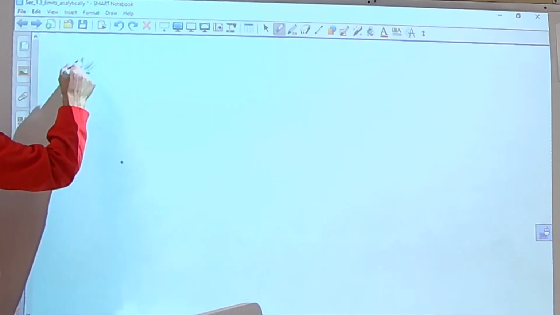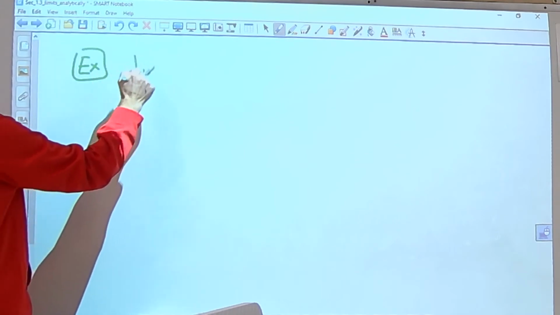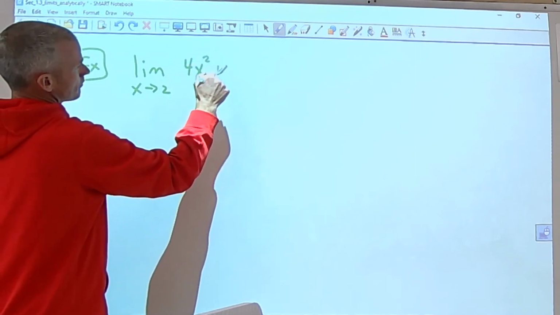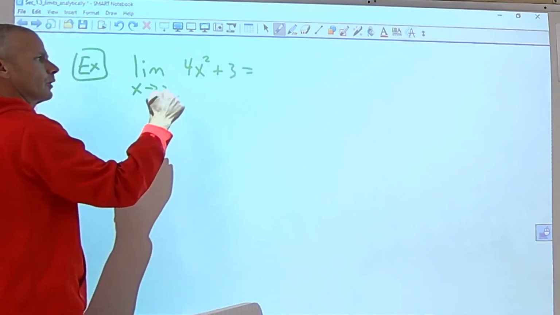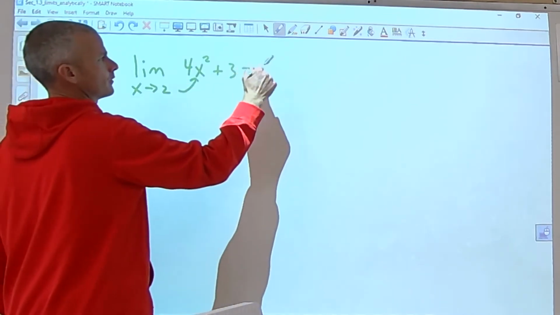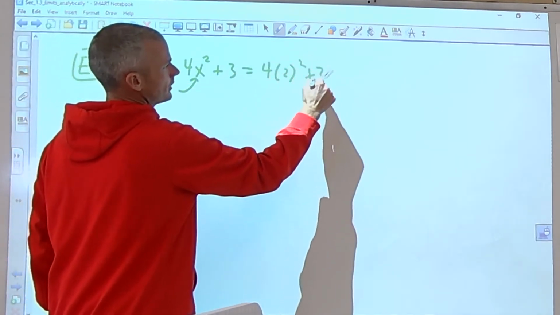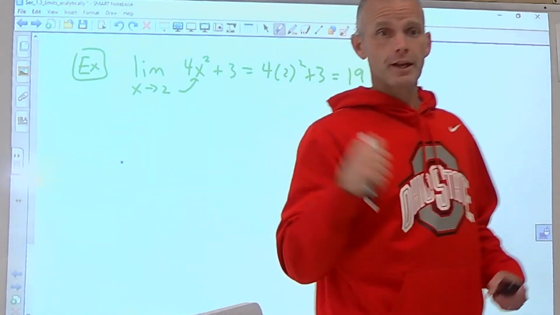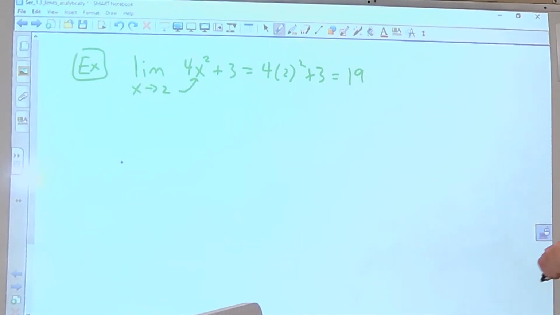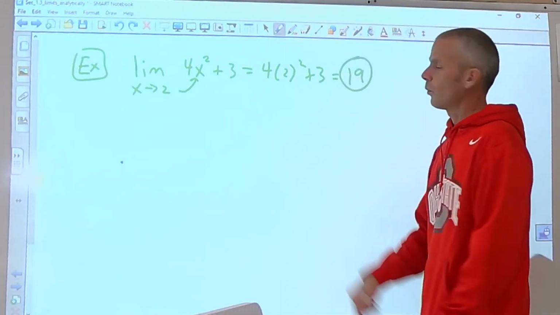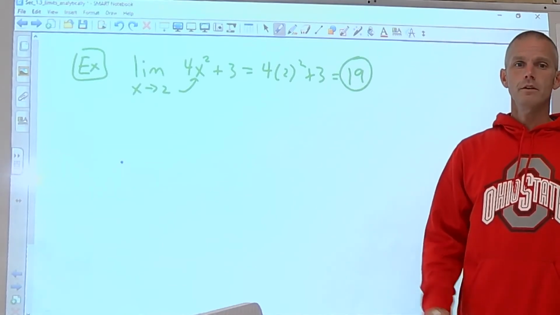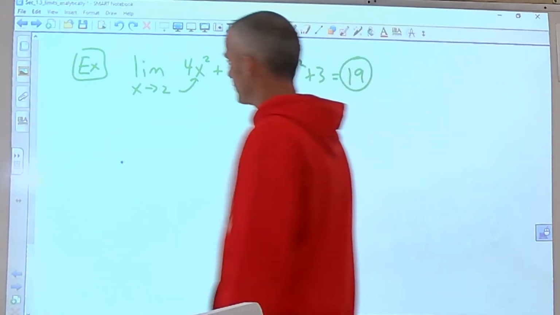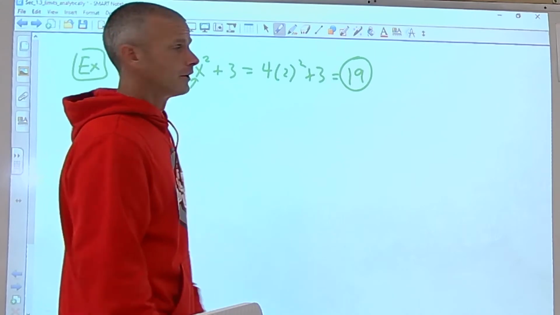So just direct substitution. For example, the limit as x approaches 2 of 4x squared plus 3. It's a polynomial function, so direct substitution: 4 times 2 squared plus 3 gives us 19. That's my limit. If we were to graph that on our calculator and look at what happens as x approaches 2, we would see that our y value for that graph approaches 19 from the left and from the right. That's the nice thing about direct substitution. You can get things a little bit quicker.